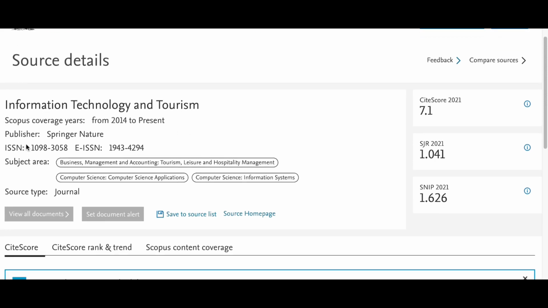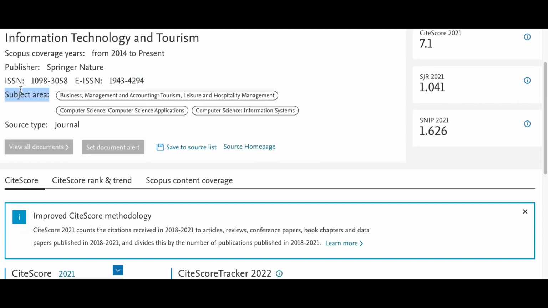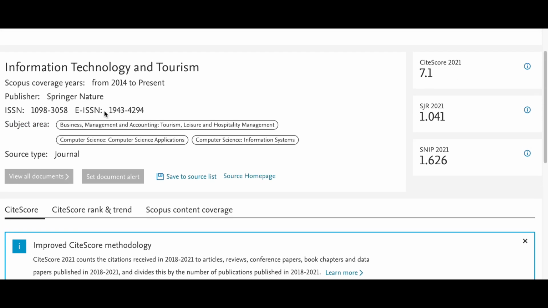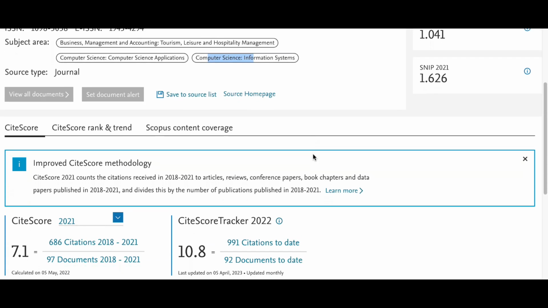So you know that there are two ISSNs. One is for print and one is for online. You cannot have a single ISSN for both the categories. You need to apply for different ISSNs. Then it's talking about the subject areas. You can get a good understanding about what the domain areas of this journal are and which categories you can apply for. As you see, this journal accepts papers from hospitality management as well as computer science information systems. So it is kind of multidisciplinary in nature and not specific to a particular trade or industry.